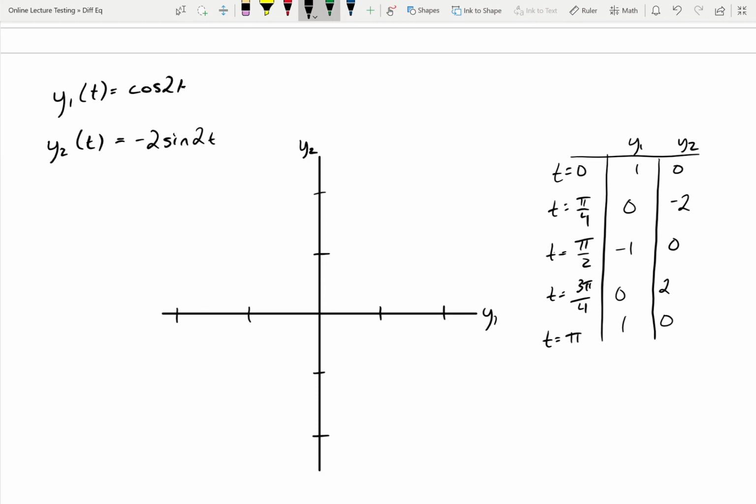So I'm going to go ahead and plot my points in green. So we've got (1, 0). We get (0, negative 2). We get (negative 1, 0). And then we get (0, 2). And then we get back to (1, 0). So if we look at this, we start here and we rise up. And this is what our trajectory looks like for these specific values. If we had other values of C1 and C2, we'd still get an ellipse.